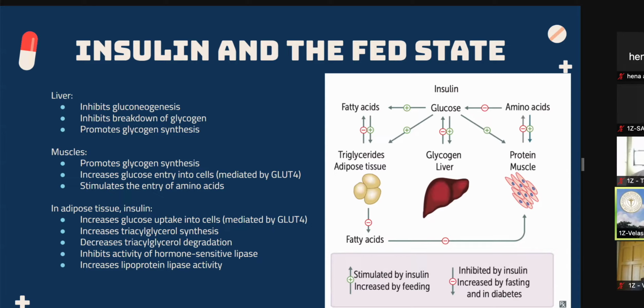All right, over here is an overview of insulin's effects on different organs in the body. In the liver, it inhibits gluconeogenesis, inhibits breakdown of glycogen, and promotes glycogen synthesis. In muscles, it promotes glycogen synthesis, increases glucose entry into the cells, mediated by GLUT4, as we mentioned before, and it stimulates the entry of amino acids. Finally, in adipose tissue, insulin increases glucose uptake in cells, again through GLUT4, increases triacylglycerol synthesis, decreases triacylglycerol degradation, inhibits the activity of hormone-sensitive lipase, and increases lipoprotein lipase activity.